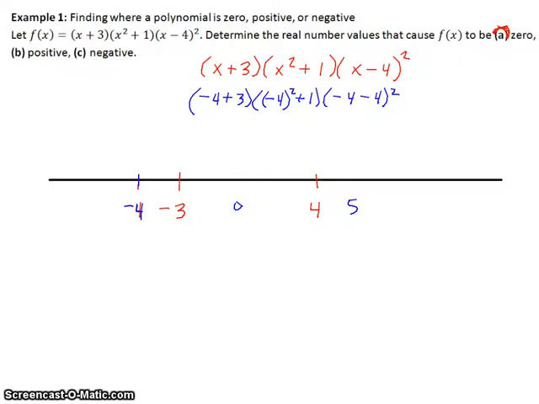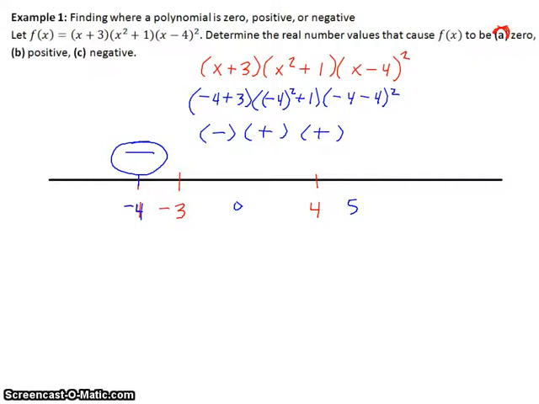So the first thing I've done is I plugged in negative 4, and that tells me here that this factor is going to be negative, minus 1. This factor here, we have a 16 plus 1, that gives us a plus. And then this factor over here, we have a minus 8 to the power of 2. Anything to the power of 2 is positive. And so that tells us that prior to negative 3, our values are negative. Negative times positive is negative.